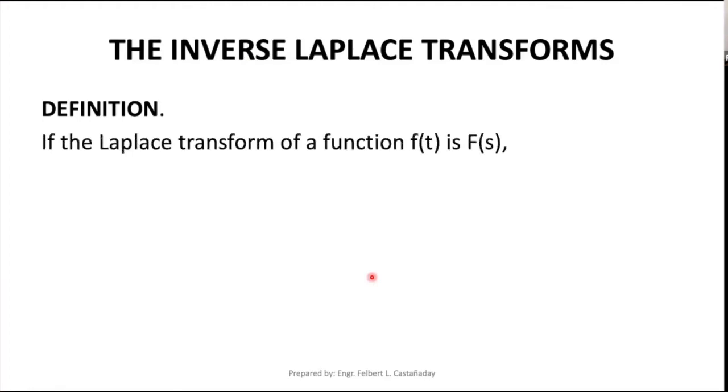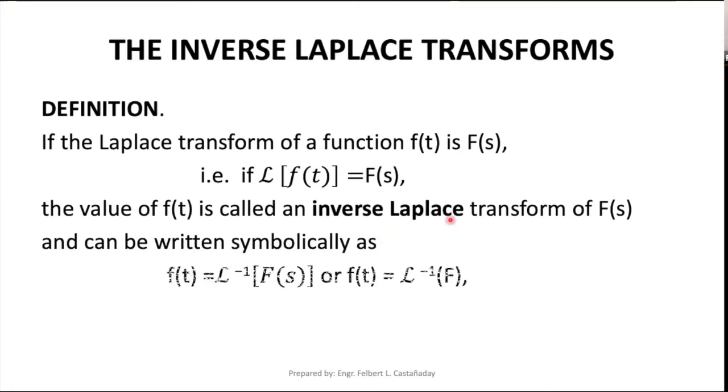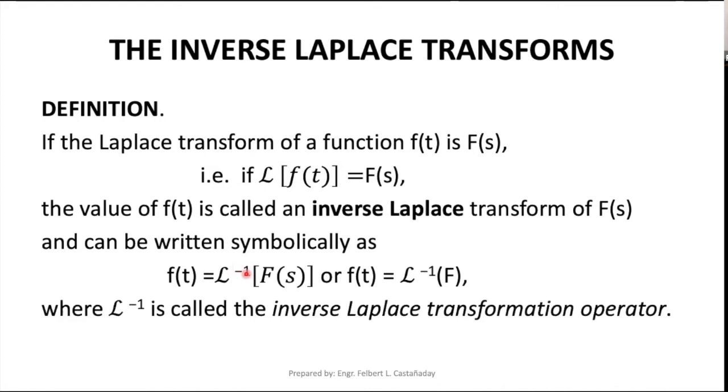Again, just to recall, if the Laplace transform of a function f of t is F of s, let's say Laplace of f of t in this operator is equal to F of s, the value of f of t is called an inverse Laplace transform of F of s. Again, f of t is the inverse Laplace transform of F of s. And we can utilize this symbol to represent the inverse transform operation. Then we use brackets. So this symbol here is called the inverse Laplace transformation operator.